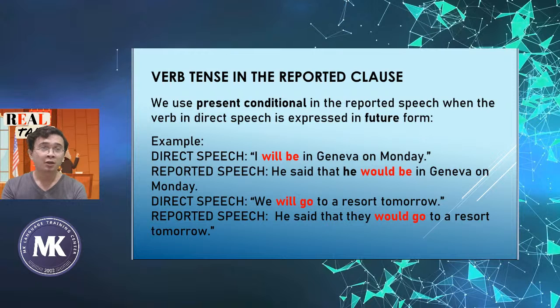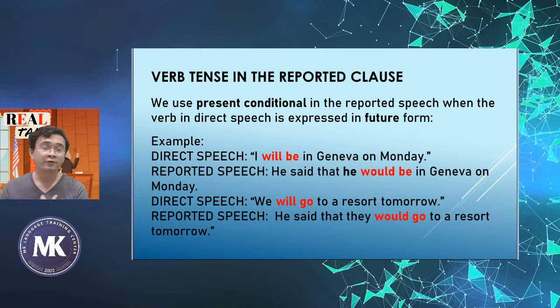So the pattern here for present conditional is would plus base form of the verb. So if we use that in our sentence, then we express the present conditional form of the verb. For example, I will be in Geneva on Monday. Remember, it's Monday and today is Friday. So maybe someone told me that I will be in Geneva on Monday, I said.